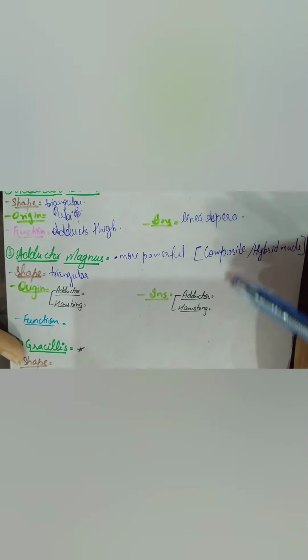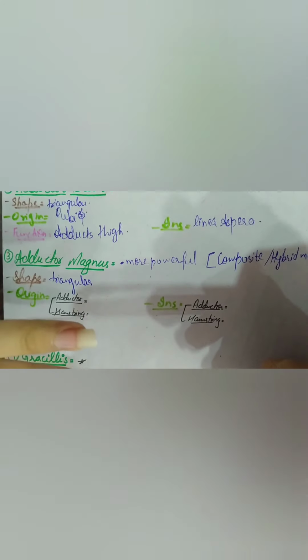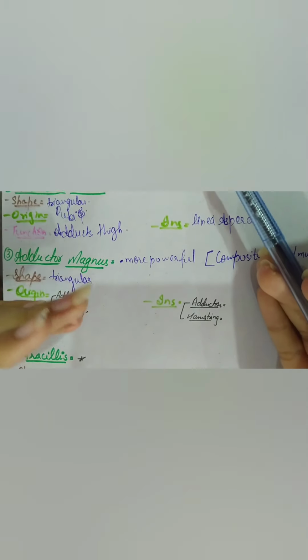Right, so its origin is by two heads. The one is the adductor part of it, and the second is the hamstring part of it. The adductor part of it is basically on the medial compartment of the thigh, while its hamstring part will be on the posterior compartment of the thigh. So its nerve supply would be clear by all this. Its origin is by the two heads, the adductor and the hamstring.